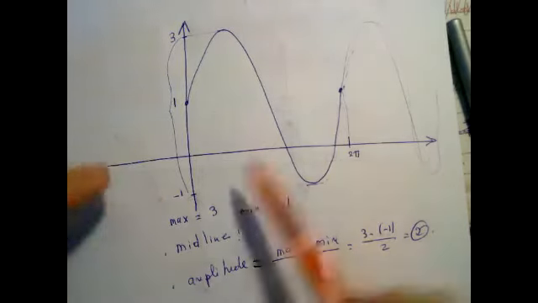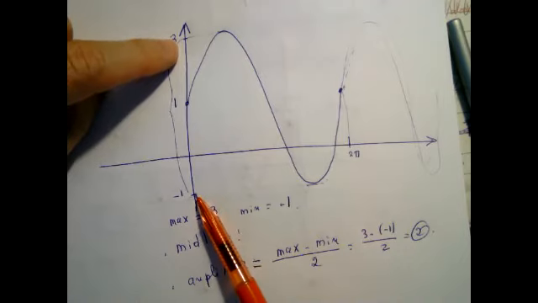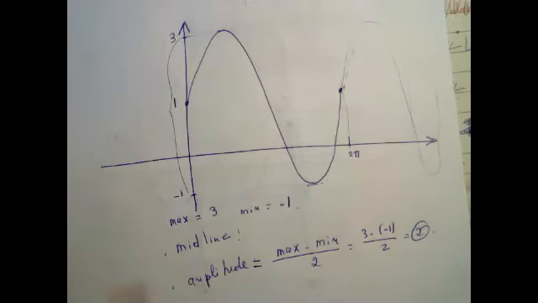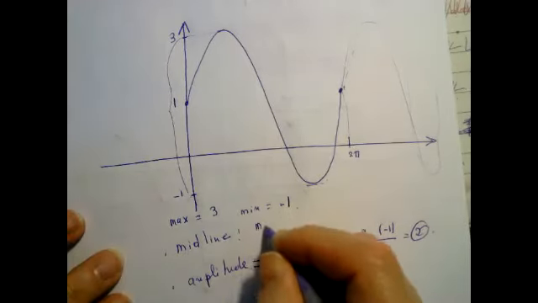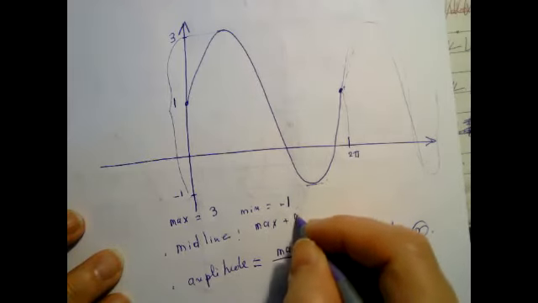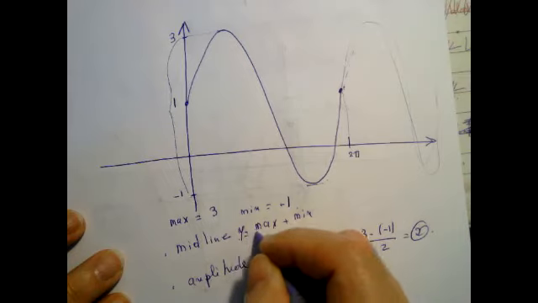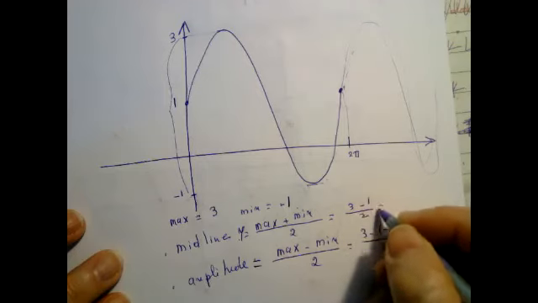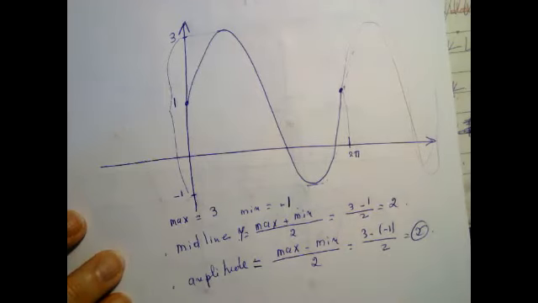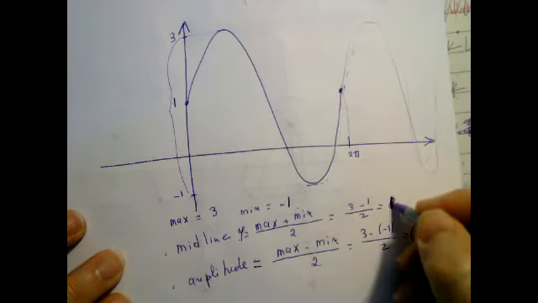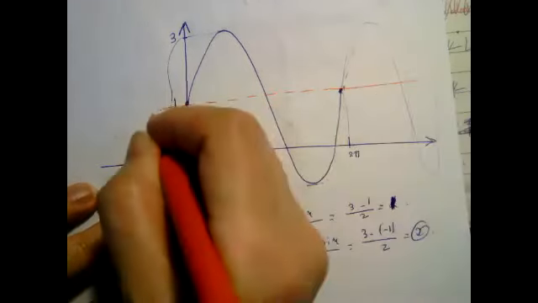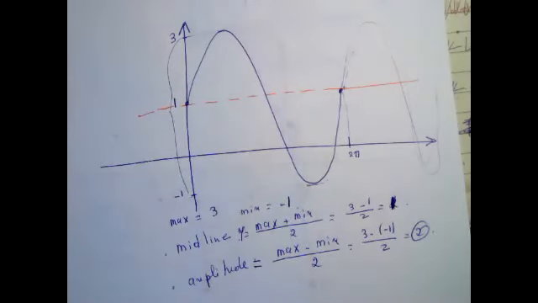Now, what is my midline? My midline is the line halfway between the max and the min. There are formulas for it, or you can use your common sense. It's the max plus the min divided by 2. That's the formula: 3 plus -1 over 2, which is 1. The picture tells me the midline is halfway between here. So the first step is to draw your midline.